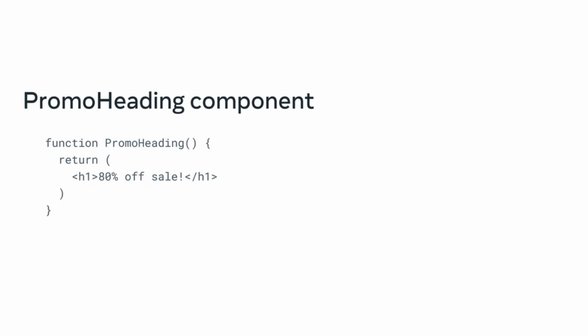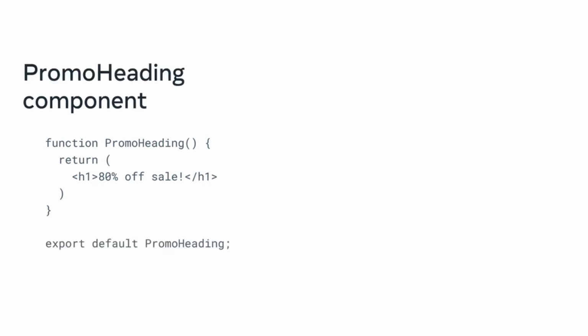Next, let's write the promo heading component. You can declare function promo heading and in curly braces type return opening parenthesis h1 tag, the text 80% off sale, h1 closing tag and closing parenthesis. Once again, don't forget to export the component to make it available.